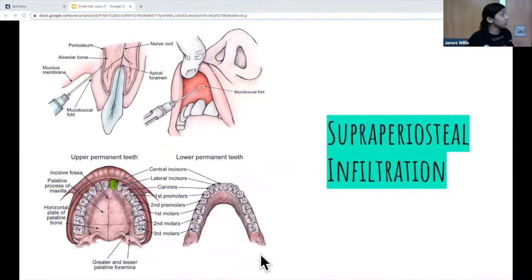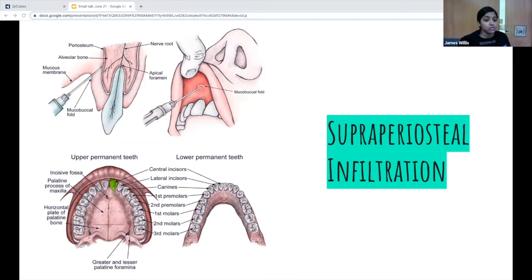So like I said, I'll review just a couple of the most common blocks we use. So the supraperiosteal, this is to anesthetize either the anterior or middle superior alveolar nerve. Again, to review the anatomy, the anterior superior alveolar nerve provides sensation to your medial and lateral incisors, your canines, and then sometimes the first premolar. And the middle superior alveolar nerve provides sensation to the premolar, canine, and first molar teeth.